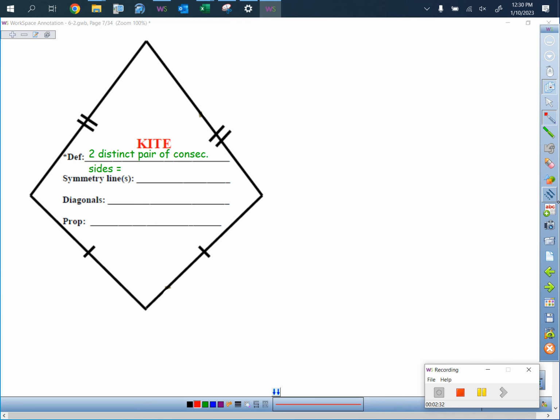Then they want to know if a kite has any symmetry lines. So what do you think if I was to do this? Does this look like it would be a symmetry line? Is everything above that blue line a mirror image of everything below it? Yeah, probably not. What if I did it like this? Would you think that everything on the left side of that line is a mirror image of everything on the right side? That is going to happen.